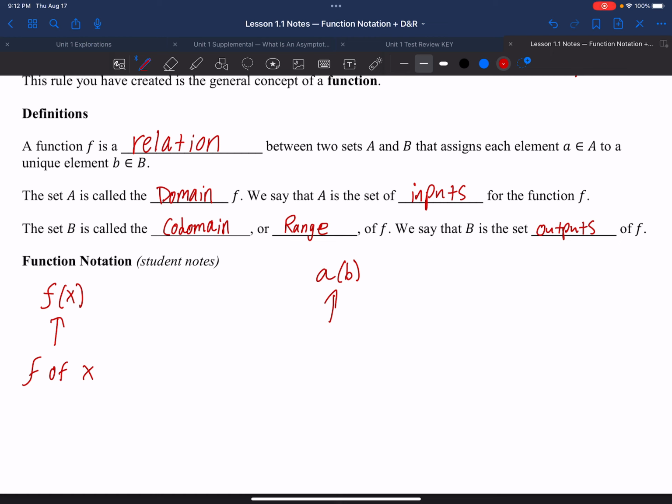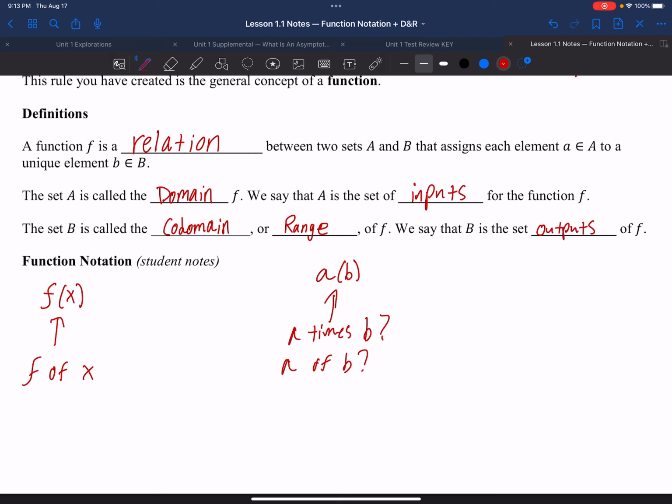But would you say a of b here? Or would you say a times b? Is it a times b, or is it a of b? And that's the question, right? Well, it is dependent on context.